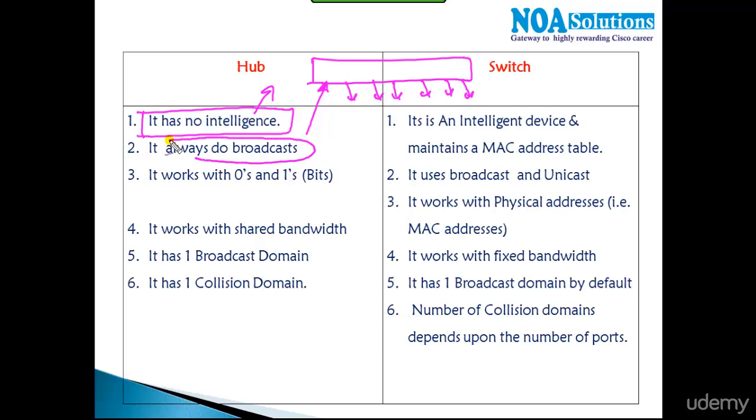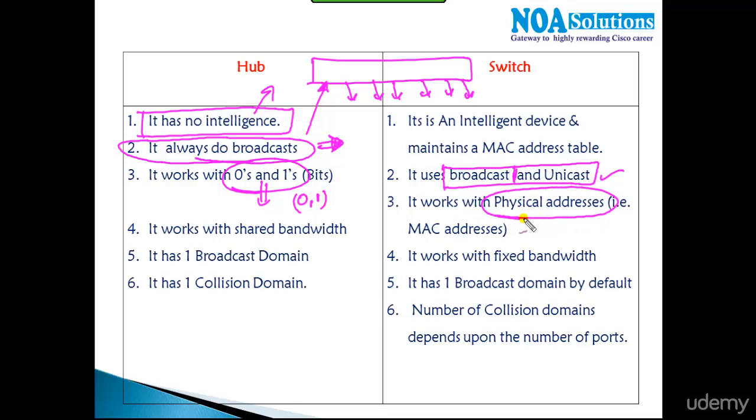They always do broadcast because they cannot send as a unicast because they cannot identify the device based on the MAC. They simply send the information in the form of signals, the zeros and the ones, binary digits, converted into equivalent signals. But switches, they do broadcast initially for the first time if they don't know the destination address, but later on they do unicast because they can identify the device based on the physical address or the MAC address. And the switch maintains a table called the MAC table. Based on that, they can keep the information on which port what MAC address is connected, so that they can forward it as a unicast.